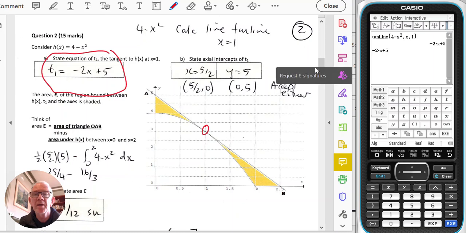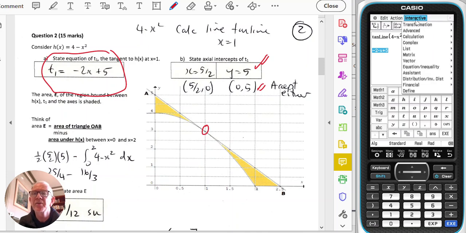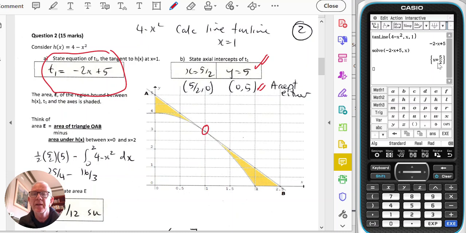And of course, that's got a y-intercept of 5. I'll accept y equals 5, all the coordinates. And if I set it equal to 0, I don't have to type equals 0. Advance, solve for x, I get 5 on 2. And of course, that's my x-intercept, and that's my y-intercept at A and B. Okay, so that's part A done and B done.